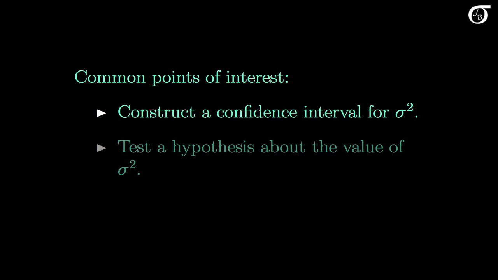Here are some common points of interest when we are estimating a variance. We may wish to construct a confidence interval for the population variance sigma squared, or we might construct a confidence interval for the population standard deviation sigma. Or we may wish to test a hypothesis about the value of sigma squared, or the value of sigma.